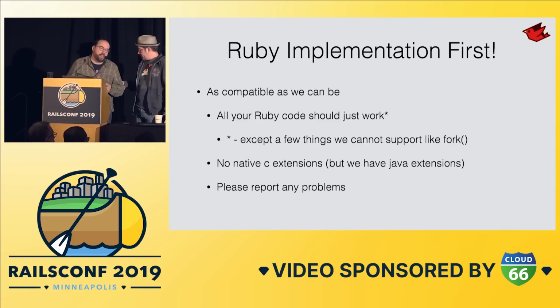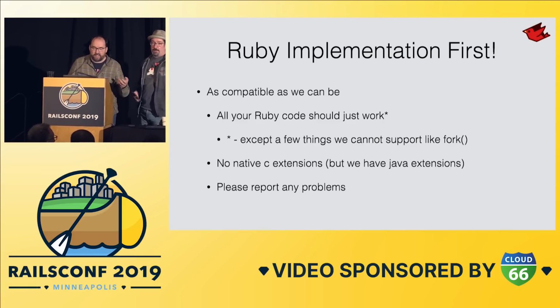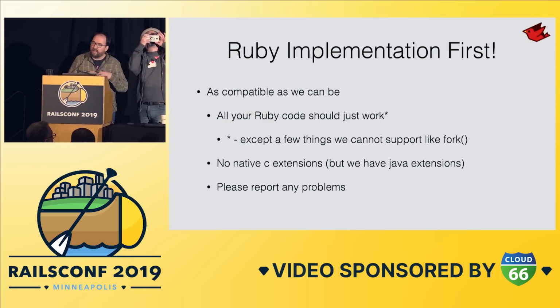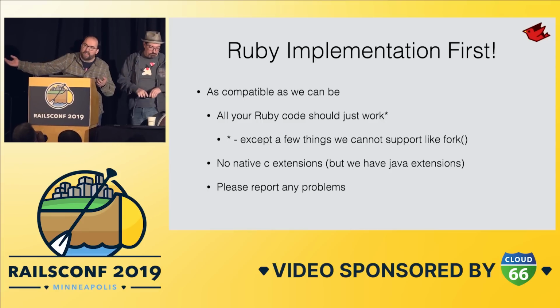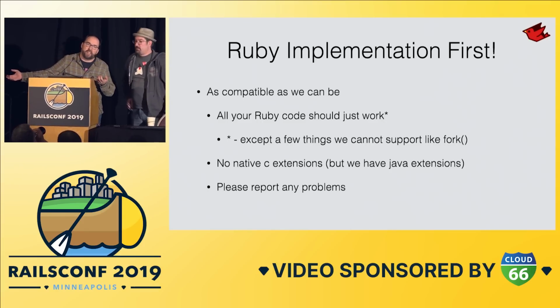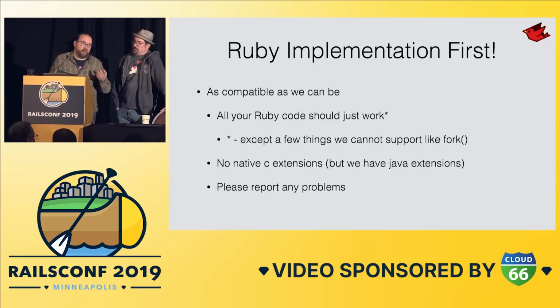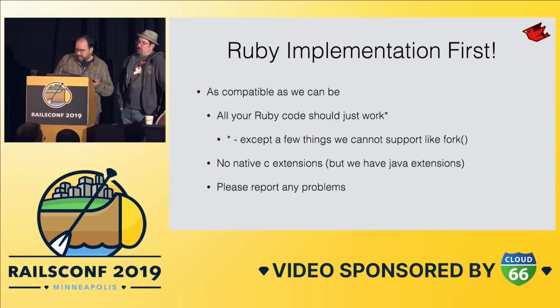So what is JRuby? It's a Ruby implementation first. You should be able to run any pure Ruby code, and it should just work. If it doesn't, file a bug, unless it uses something like fork, one of the few things that we can't support. We don't support native C extensions. We'll be talking about this quite a bit later in the talk.